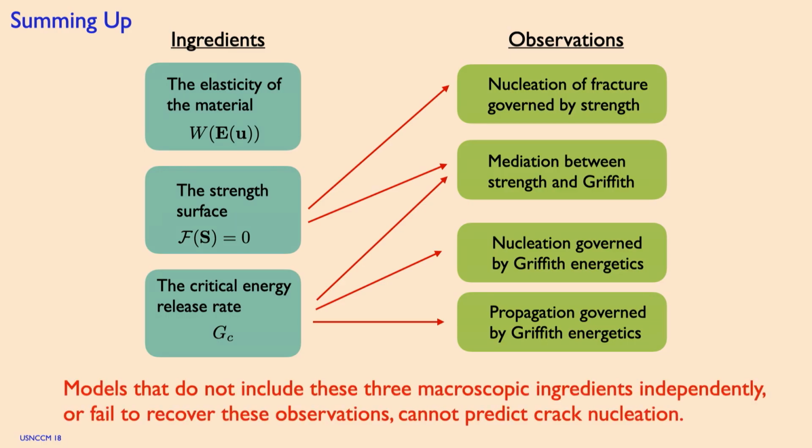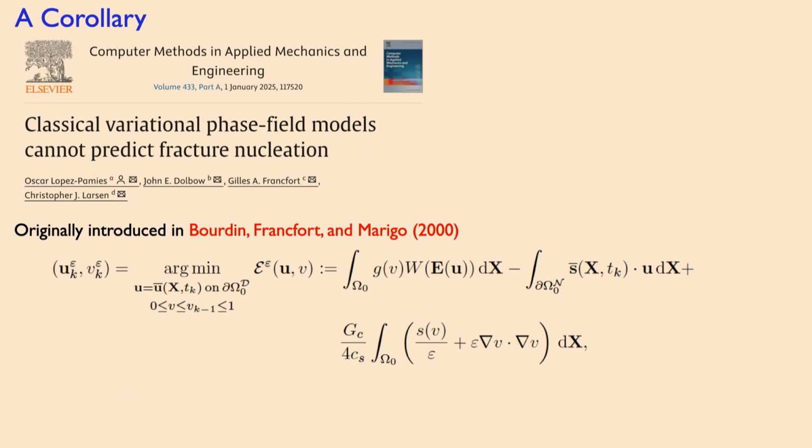So here's the rub. Models that don't include these three macroscopic properties independently, or fail to recover any of those observations, cannot predict crack nucleation. There's a corollary to this, and this was a paper that we published recently, joint work with Oscar and Gilles and Chris Larson, where we made a very strong statement.